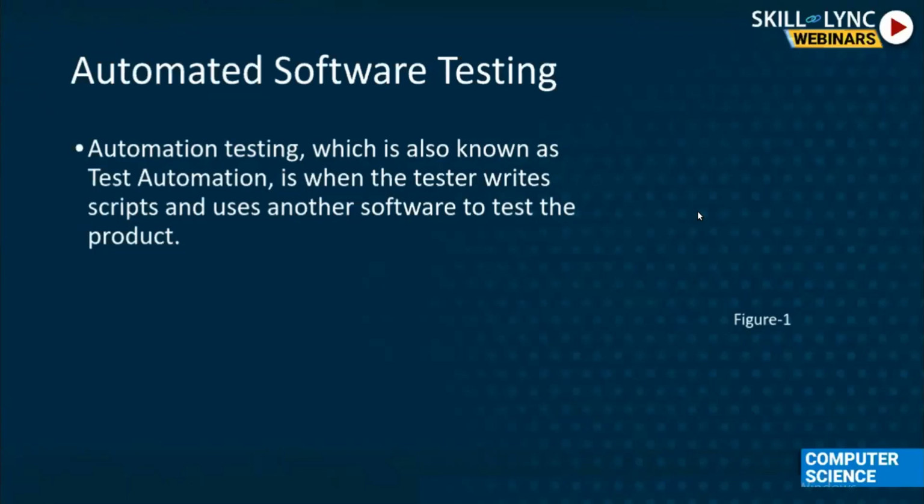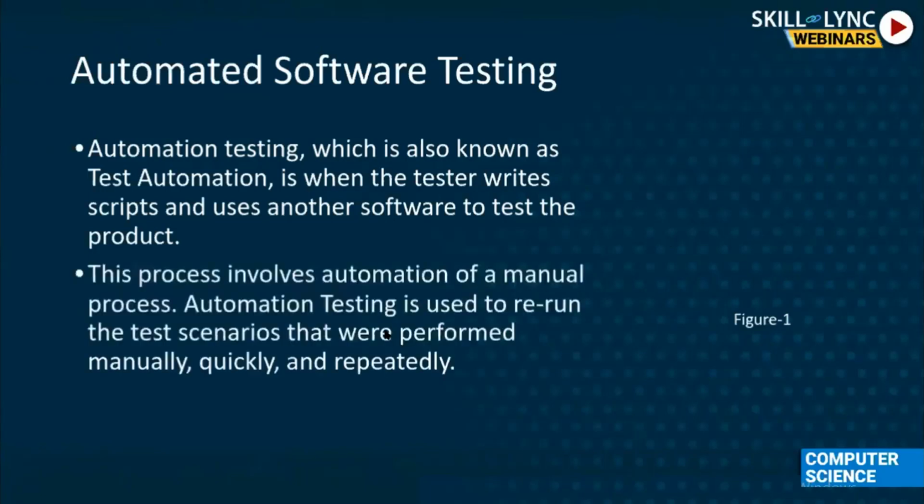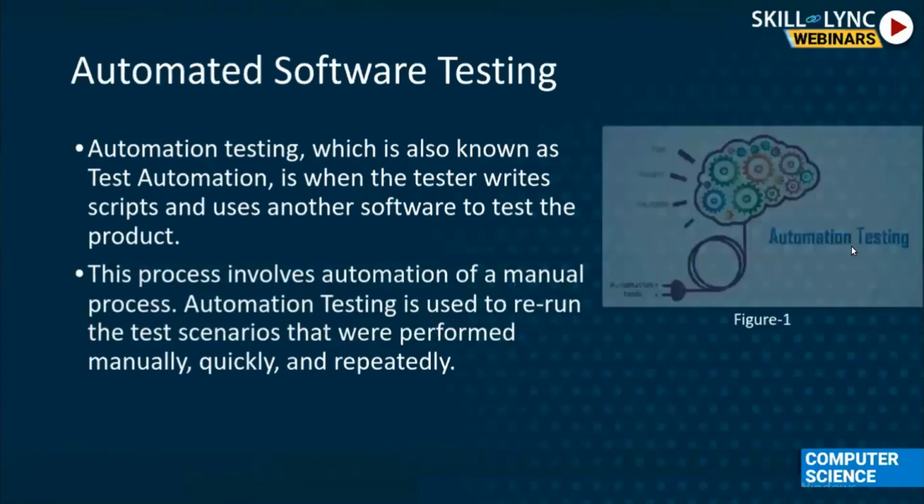If I talk about automation testing, which is also known as test automation, it is done when the tester writes the script and uses another software to test the product, right? This process involves automation of manual processes, and automation testing is used to rerun the test scenarios that were performed manually. So we will get quick and rapid results. This is how we actually do the automation testing, right?